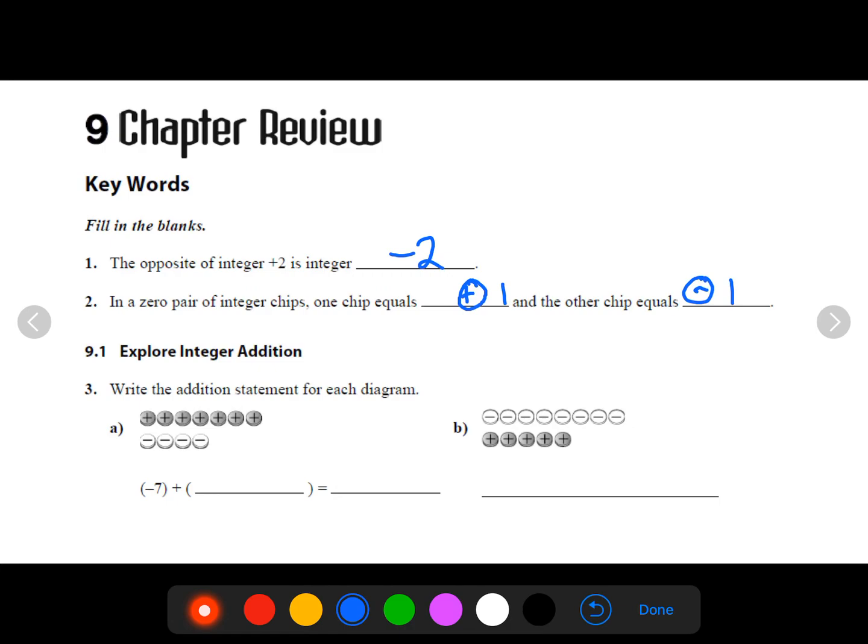Exploring integer addition from section 9.1. Question number 3. Write the addition statement for each diagram. Alright, so I'm seeing 7 positive chips and 4 negative chips, which means we've actually got a slight typo here. This should be plus 7. And then adding to that, a negative 4. If you do that, these all become zero pairs and are removed, leaving you with positive 3.